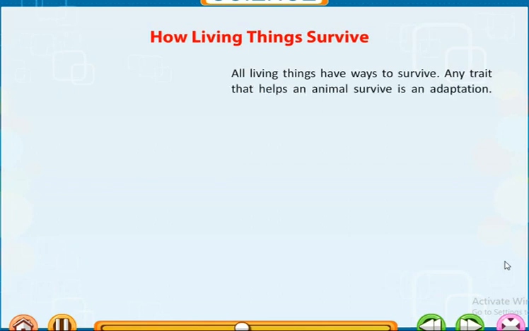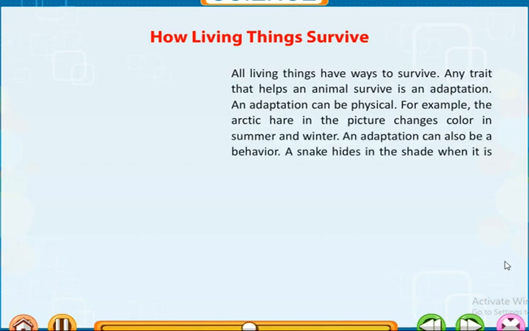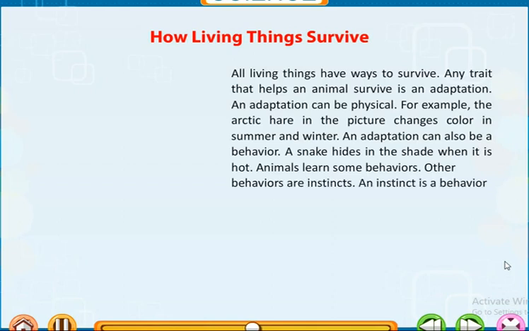Any trait that helps an animal survive is an adaptation. An adaptation can be physical. For example, the Arctic hare in the picture changes color in summer and winter. An adaptation can also be a behavior. A snake hides in the shade when it is hot. Animals learn some behaviors. Other behaviors are instincts. An instinct is a behavior an animal knows without being taught.